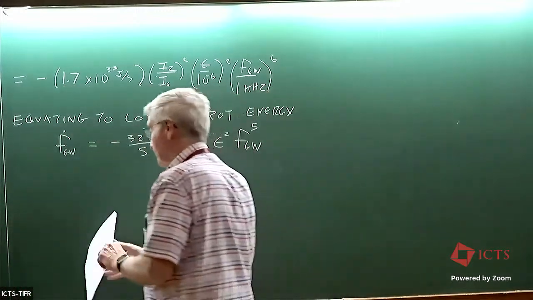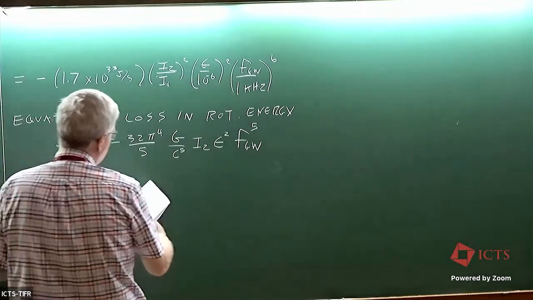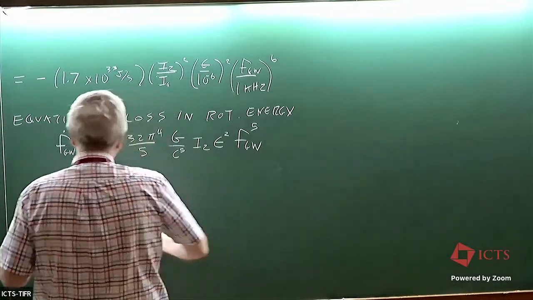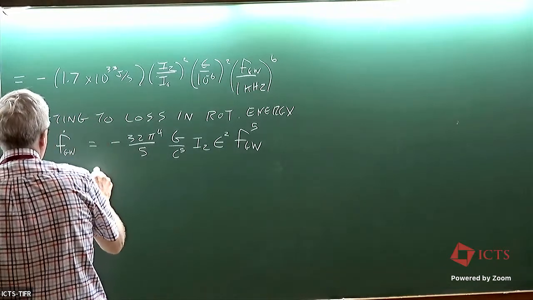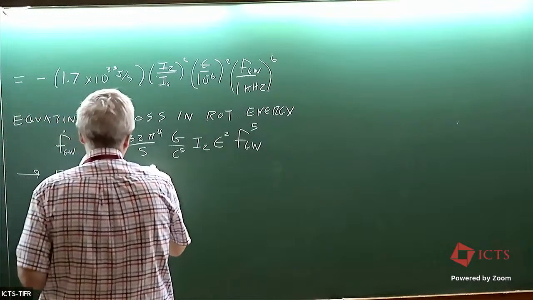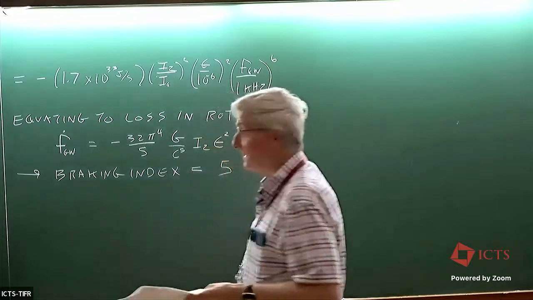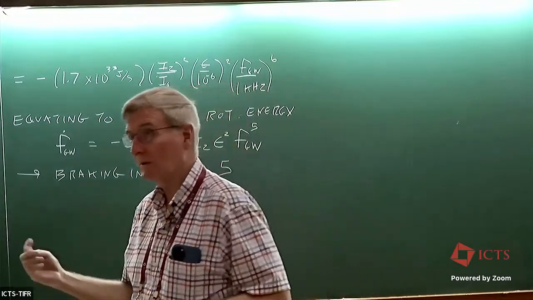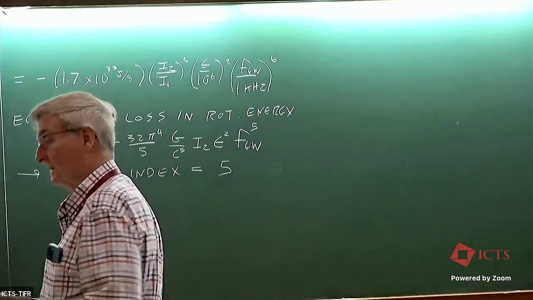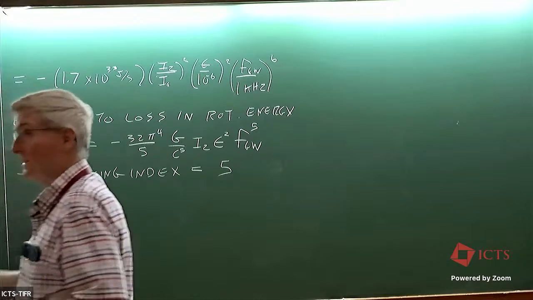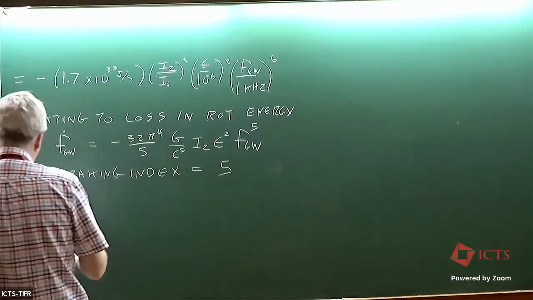And so from that, going back to our original discussion, we conclude that the breaking index that applies to this kind of emission, to this mass quadrupole emission associated with the equatorial ellipticity, that breaking index is 5, as opposed to 3 for magnetic dipole emission, and as opposed to the 7 that we'll see later for R-mode emission.